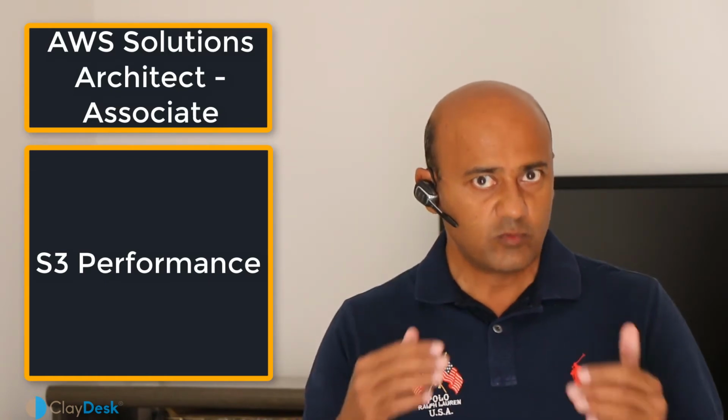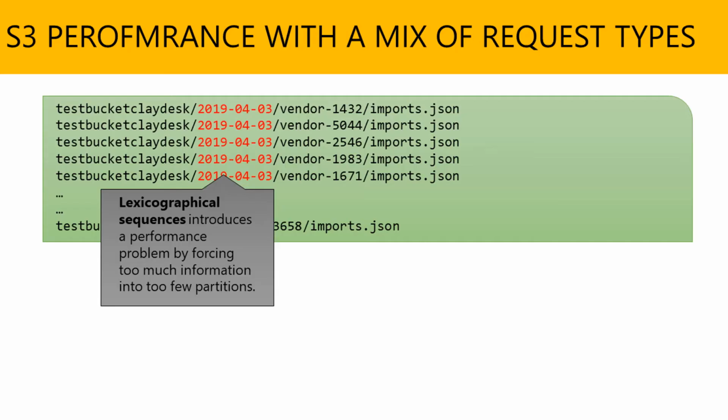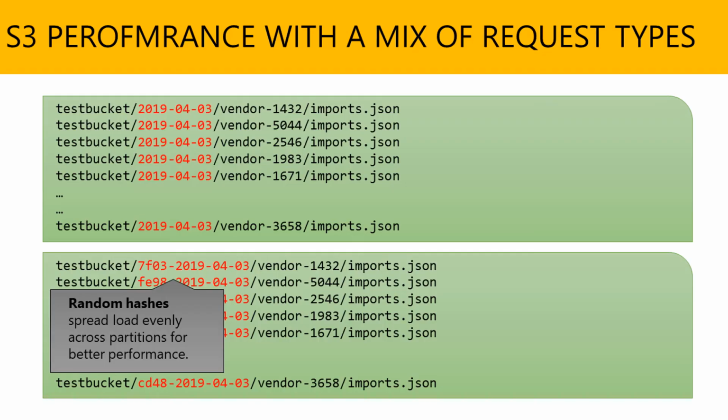So when you have, let's say, a sequence of data itself, like alphabetical or ordering of numbers, it will introduce a performance problem by forcing too much data into too few partitions. So you have a lot of data that can only be stored and served by fewer partitions. So ideally, you have that data spread across as many partitions as possible. And you can do that by leveraging random hashes as prefixes to those keys.